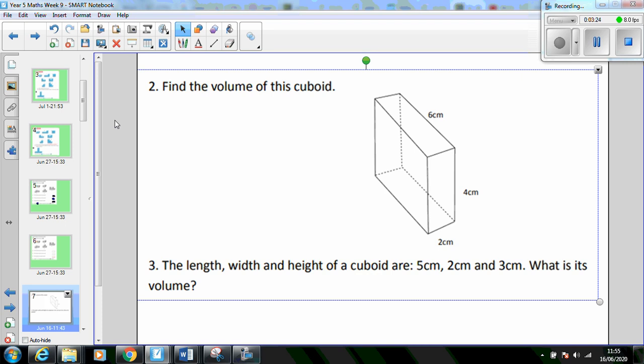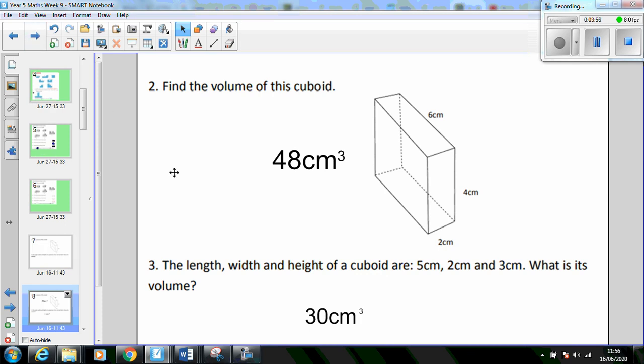So, here, can you find the volume of this cuboid? It measures 6 centimetres by 2 centimetres by 4 centimetres. For question 3, you need to visualise the cuboid that would have measurements of 5 centimetres by 2 centimetres by 3 centimetres. You could draw a little jotting of this if it helps you visualise the shape.